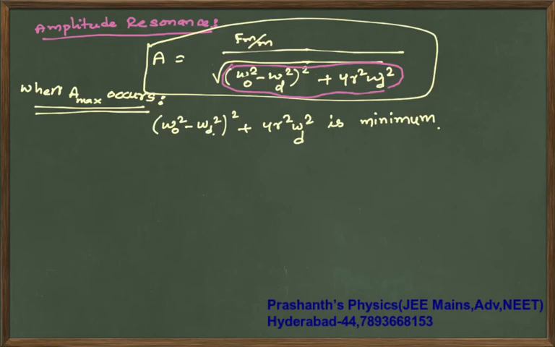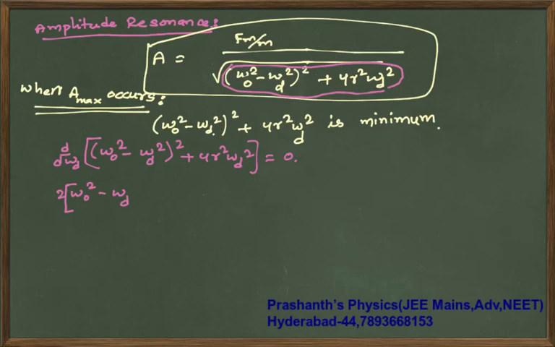Now if I differentiate d by d omega d of omega naught square minus omega d square whole square plus 4 gamma square omega d square, it must be equal to 0. When a minimum occurs, the first derivative of that function is 0. Doing the chain rule of differentiation, remember the end result: 2 times omega naught square minus omega d square times 2 omega d plus 4 gamma square into 2 omega d must be equal to 0. One omega d will go off, and you will get omega naught square minus omega d square is equal to 2 gamma square, in resonance.